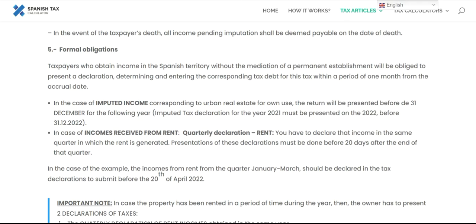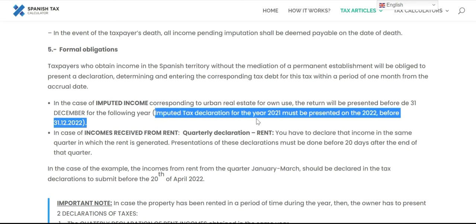The way to present this tax is every year. The taxes for the current year are presented the following year. So, for example, the imputed tax calculated in this way for 2021 must be presented in 2022, before the end of 2022. Okay, so this is the first obligation as owner of a property in Spain.